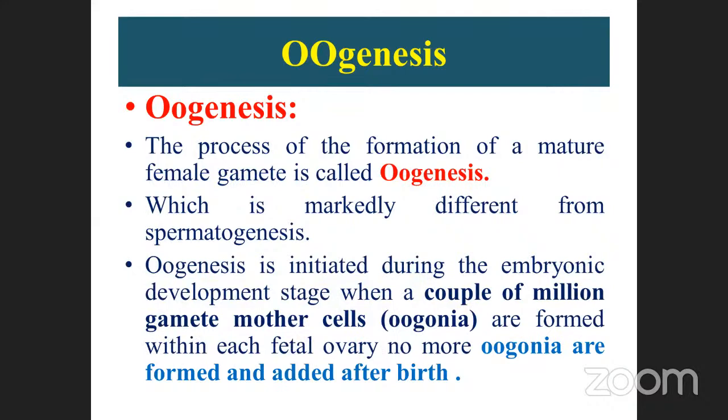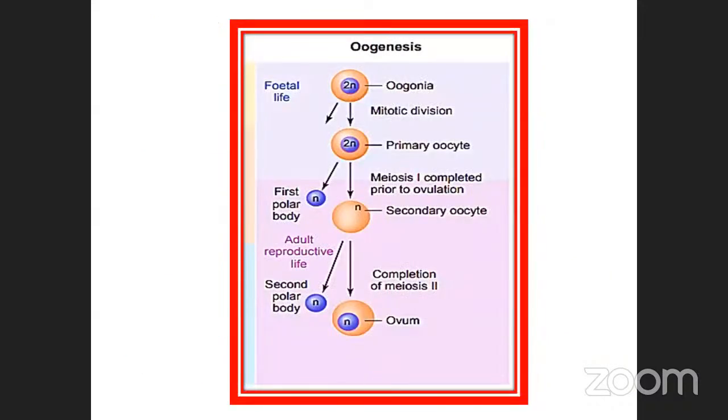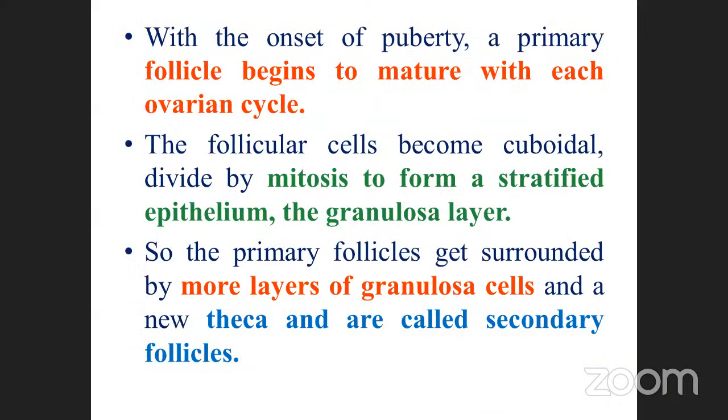The oogonia is very, very important. Then the stages: primary oocytes, how they are produced, at the diplotene stage of prophase I. They form primary follicles, secondary follicles, primary oocytes, secondary oocytes, tertiary oocytes. Before puberty, how many primary follicles are present in the ovary? It is 60,000 to 80,000 primary follicles. This is also a very, very important point.